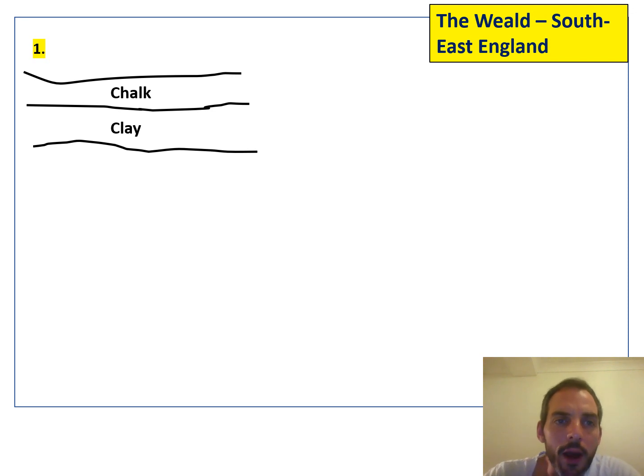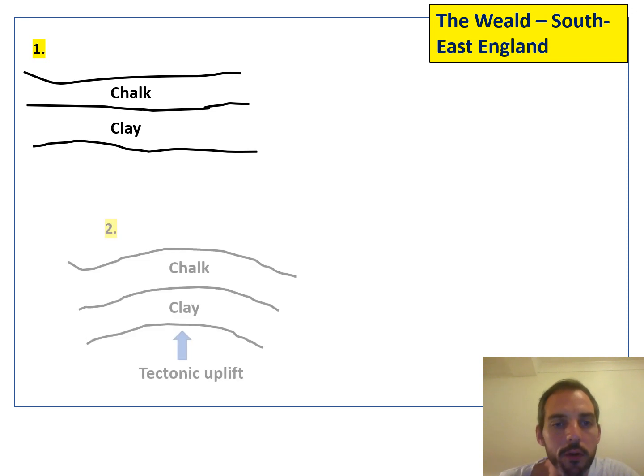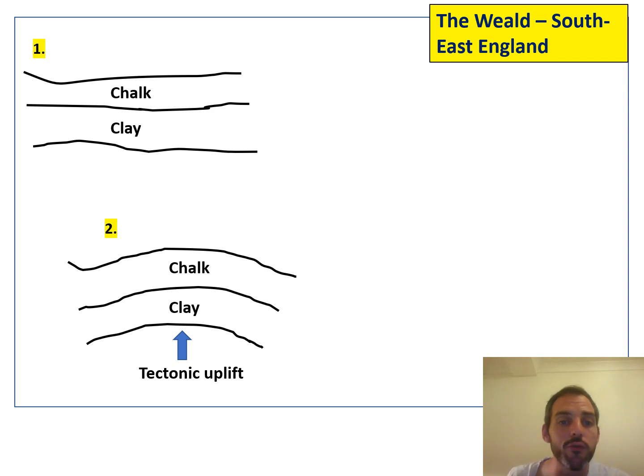What I'd like us to do now is to draw a simple sketch showing how the layer of chalk sits upon this layer of clay. Now this was 60 million years ago when these layers were formed. Then the next part is when we had this tectonic uplift pushing the land upwards to create this kind of dome shape. Then the third thing is where the weathering comes in.